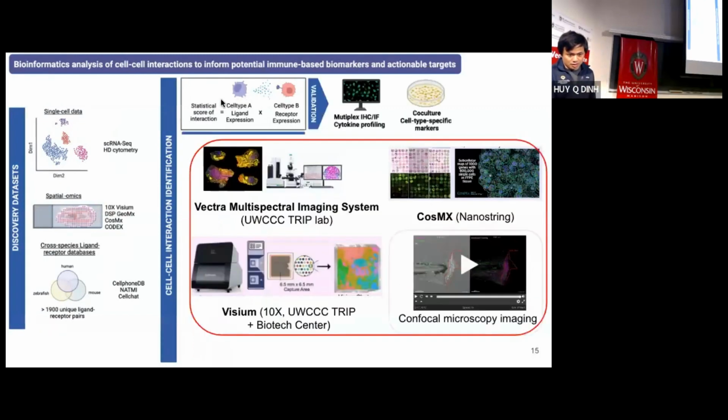So after we have the cell-cell interaction, we use imaging in order to validate this and also go further. We use a vector imaging system from Chip Lab here, where we can validate a certain marker. And we also take advantage of the technology called Visium from 10X. We work with the Chip Lab and Biotech Center here to do that.